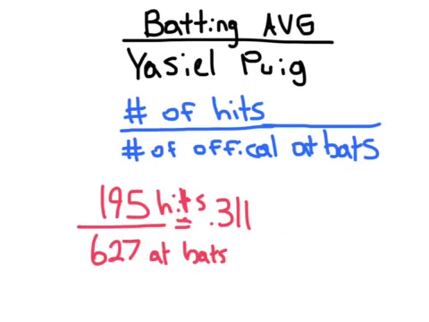For the batter, we picked Yasiel Puig. And for his batting average, what you do is you take the number of hits divided by the number of official at-bats. So in this case, Puig had 195 hits, and then you divide that by his 627 at-bats, and that equals a batting average of 0.311.